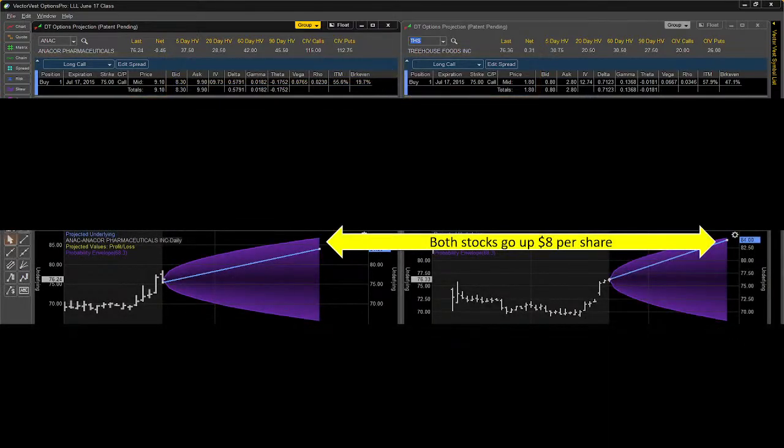Well, let's simulate. What happens if both of those stocks go up $8 per share? Let's say you bought 100 shares of each stock. You made 800 bucks on each stock. You just walked away with a $1,600 profit on both of them, right? But you're an astute trader. You want to buy an option. Why would you buy an option? Limited risk, nice leverage. So you buy a call on each one of those stocks.